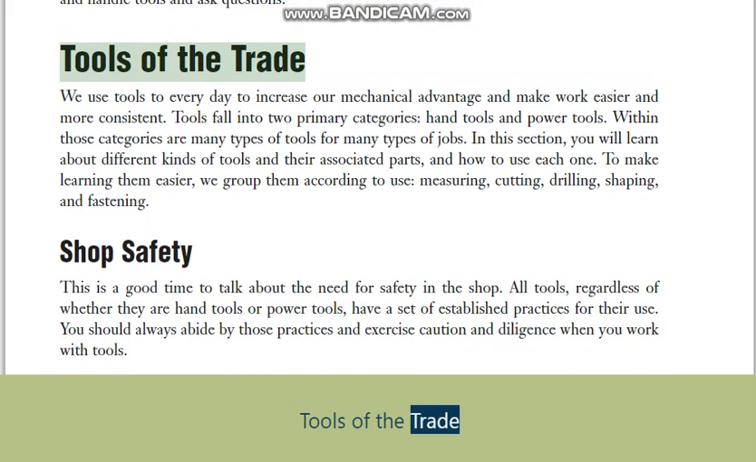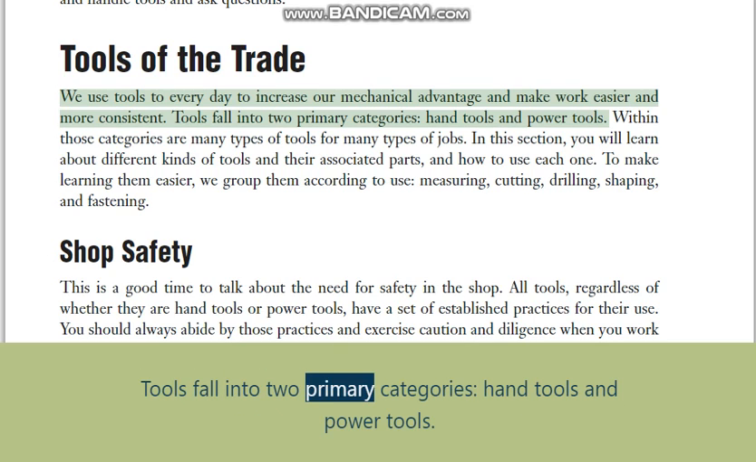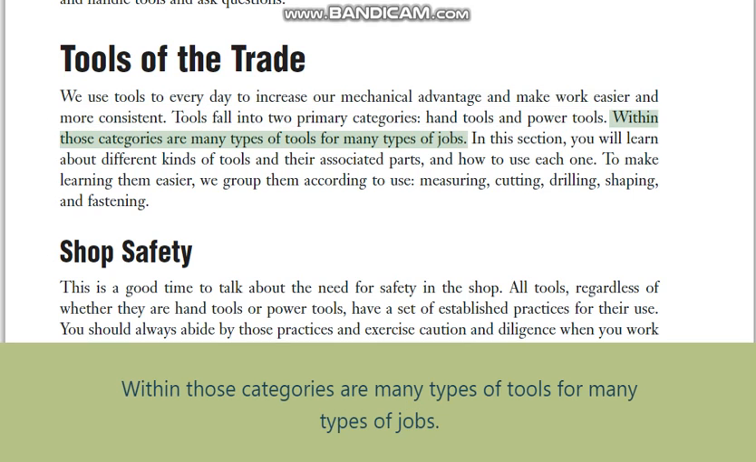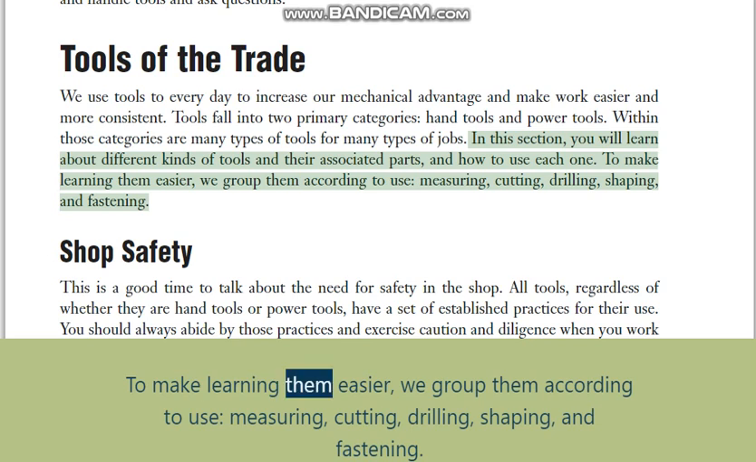Tools of the trade. We use tools every day to increase our mechanical advantage and make work easier and more consistent. Tools fall into two primary categories: hand tools and power tools. Within those categories are many types of tools for many types of jobs. In this section, you will learn about different kinds of tools and their associated parts and how to use each one. To make learning them easier, we group them according to use: measuring, cutting, drilling, shaping, and fastening.